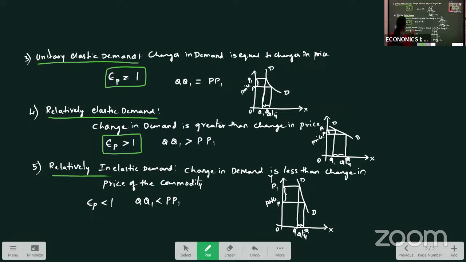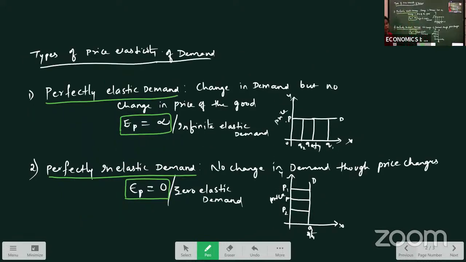Next, relatively inelastic demand. Relatively inelastic demand means what? Inelastic. No change or less change in demand. So, elasticity value will be less than 1. So, you remember these concepts over here. Just go through the types of price elasticity once.